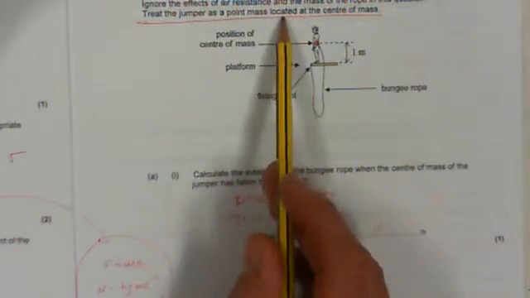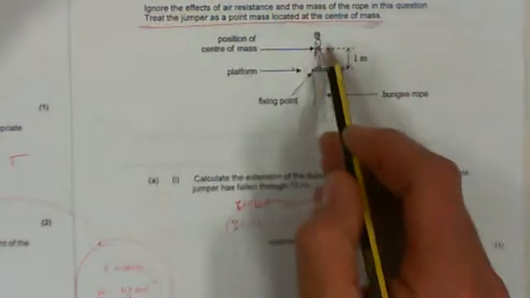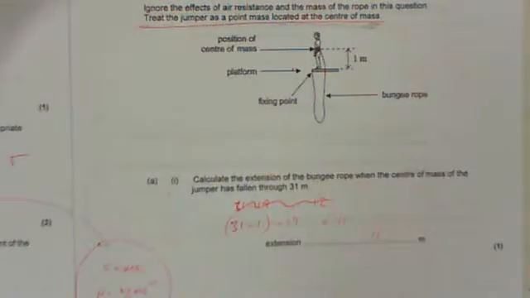But here we are. Treat the jumper as a point mass located at the centre of mass, and it shows the position of the centre of mass 1 metre above the platform. Calculate the extension of the rope when the centre of mass of the bungee jumper has fallen through 31 metres.